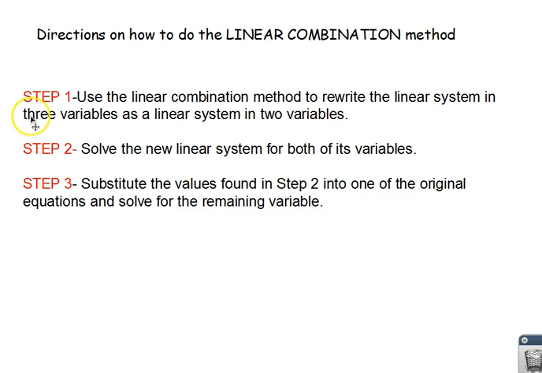So step one, we eliminate a variable. Step two, we find the other two variables, what their values are. And step three, we substitute them back in to the original problem to find the value that we eliminated in the first place. So what does that look like for us? Well, let's take a gander here.